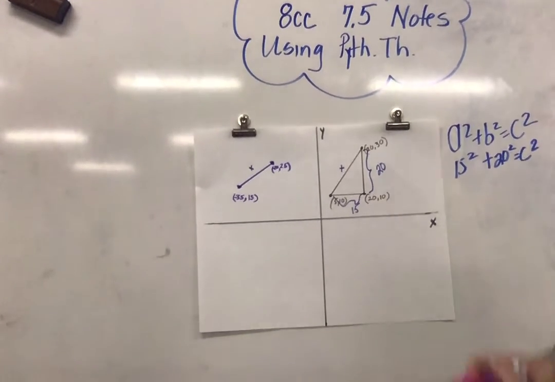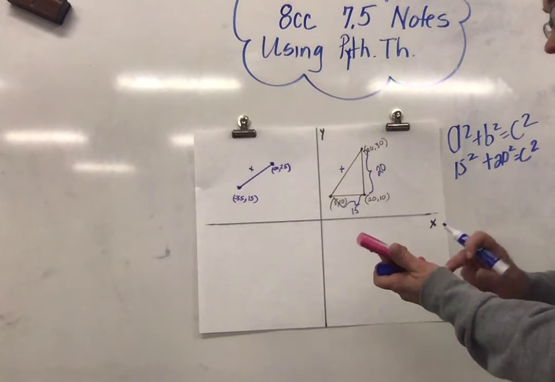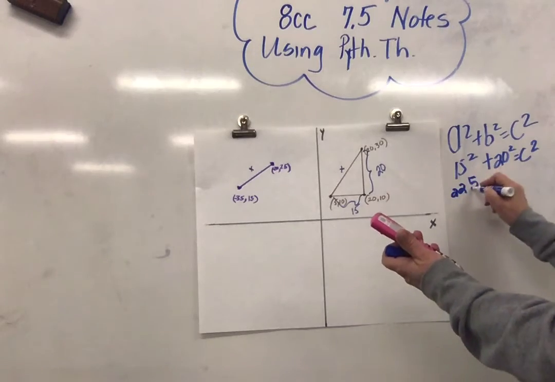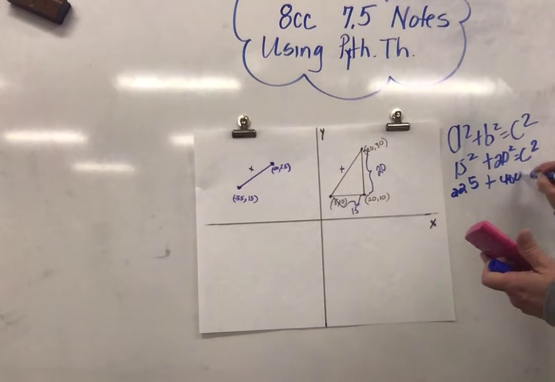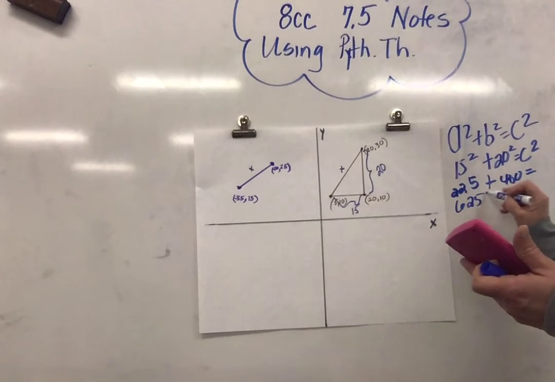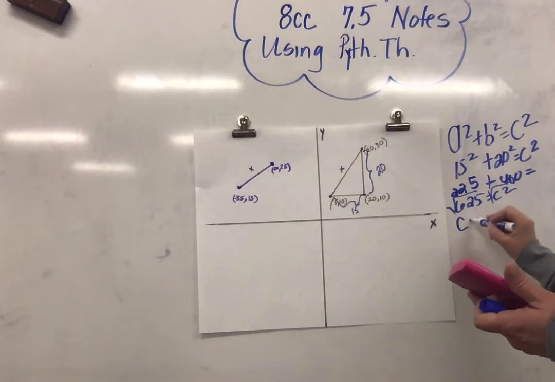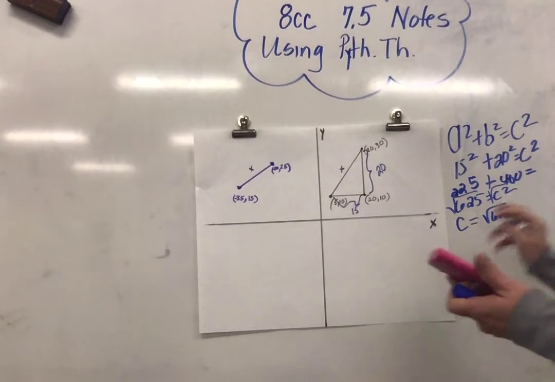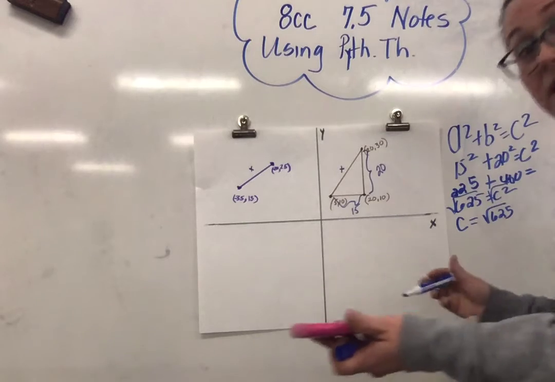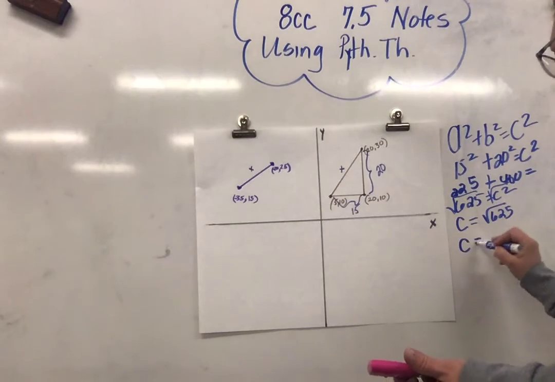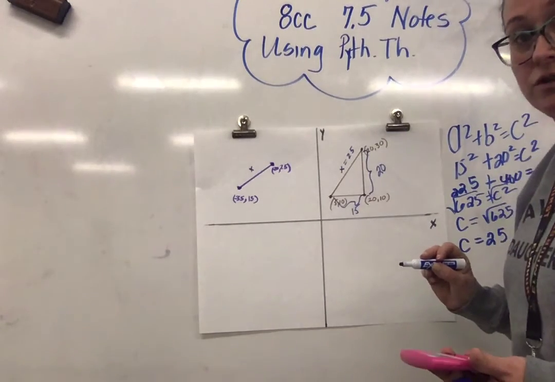All right, and then I'm going to use my calculator. 15 squared is 225. 20 squared is 400. So now I have 625 equals c squared. I want to see that you're square rooting both sides, so c is the square root of 625. Sometimes you're going to get lucky and the square root of 625 is going to be a whole number. So c equals 25. So you can determine that the hypotenuse is 25.